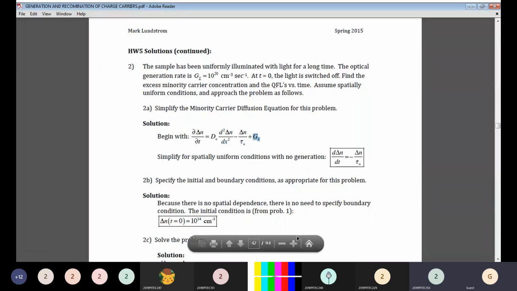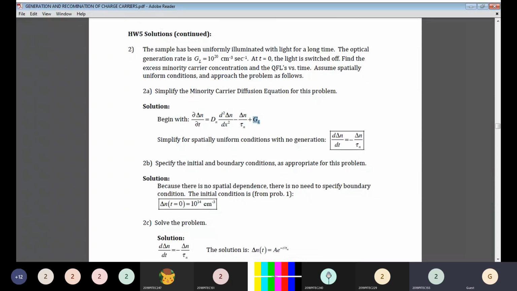Specify the initial and boundary conditions as appropriate for this problem. There is no spatial dependence and there is no need to specify boundary conditions. So the initial condition is delta n at t equal to 0 equal to 10^14 per cubic centimeter.